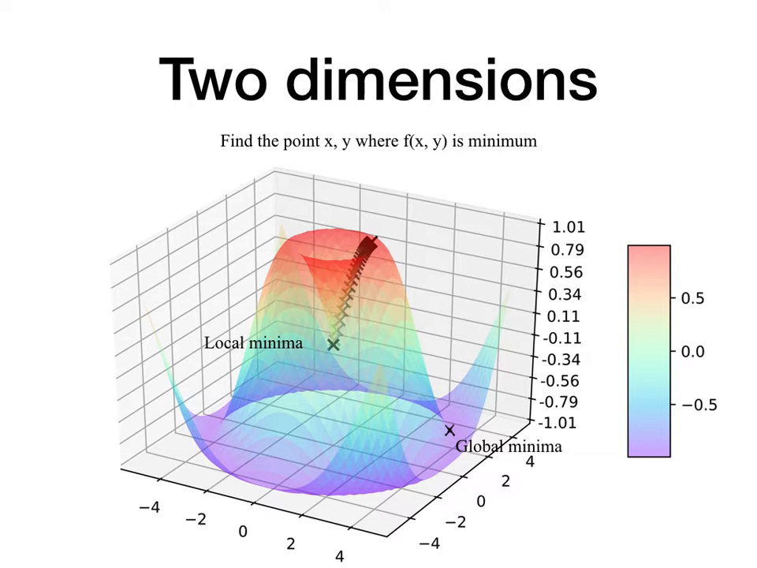This can be done in two dimensions as well. It's considered two dimensions because the function f is a function of x and y. And we want to find the coordinates x and y where the minimum occurs. So this circled cross here is basically the local minima. You can see that there are two minimum points in this graph, the local minima and the global minima. And we'll talk more about that later.